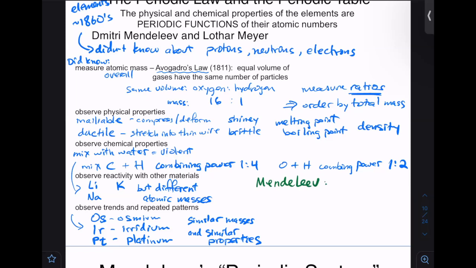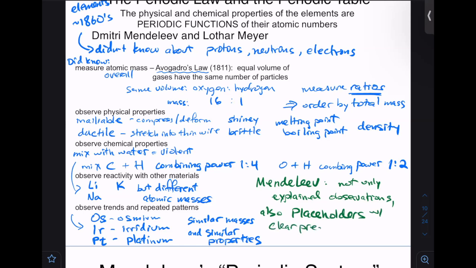Mendeleev not only explained the observations, what he did that the others didn't was he put in placeholders with clear predictions for elements that have not yet been discovered.